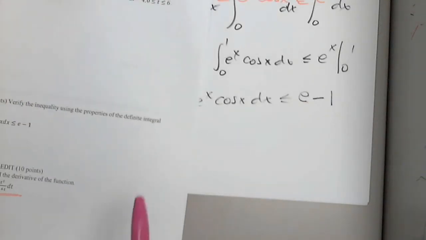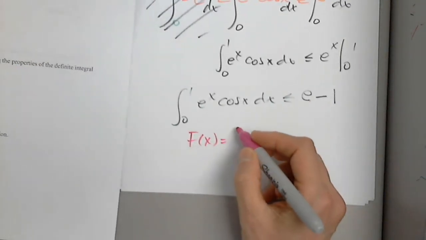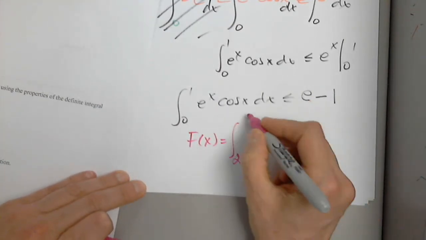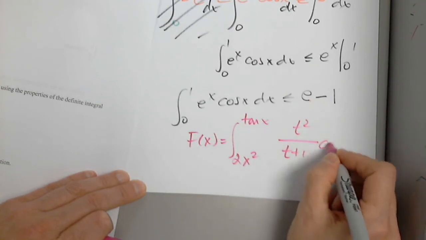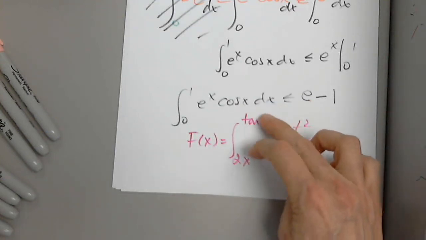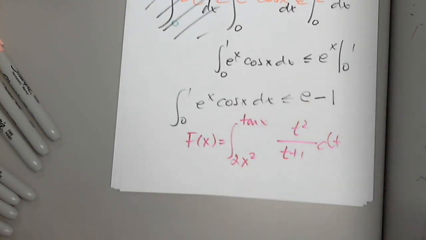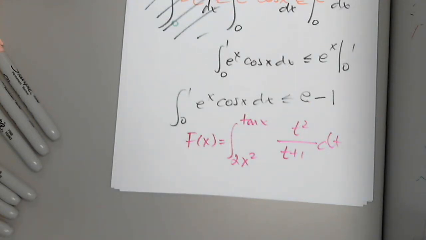Okay, the last problem on this handout. We have a function f of x, which is the integral from 2x squared to tangent x of t squared over t plus 1 dt. Of course, they cannot ask us to do anything else but find its derivative. It's a function because the limits of integration are functions, and we're only asked to find f prime.